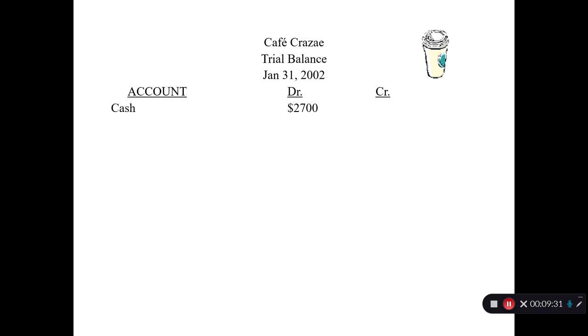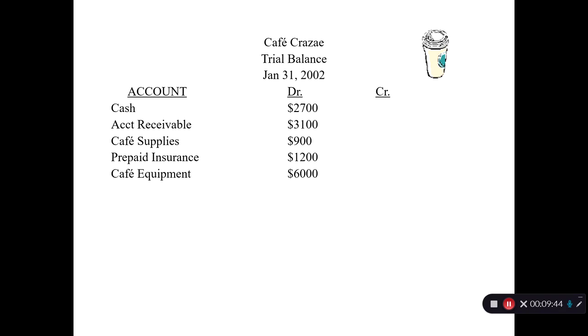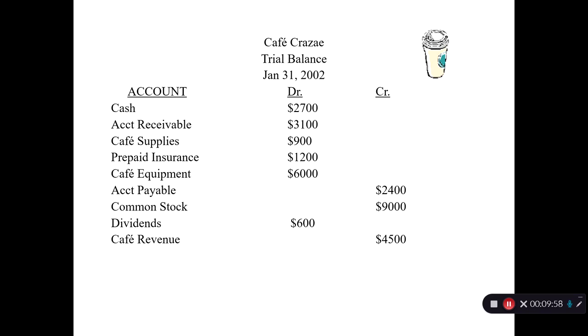So cash has an ending debit balance of $2,700. Accounts receivable has an ending debit balance of $3,100. Cafe supplies, ending debit balance of $900. Prepaid insurance, an ending debit balance of $1,200. Cafe equipment, ending balance of $6,000. Accounts payable, ending credit balance of $2,400. Common stock, ending credit balance of $9,000. Dividends, ending debit balance of $600. Cafe revenue, ending credit balance of $4,500. Salaries expense, ending debit balance of $1,200. Utilities expense, ending debit balance of $200.